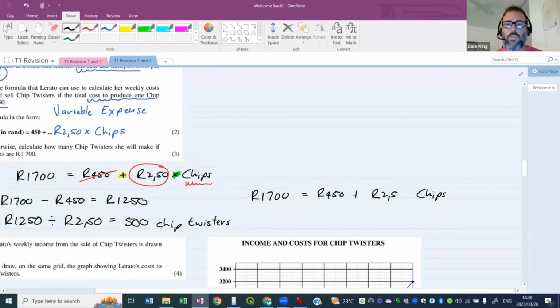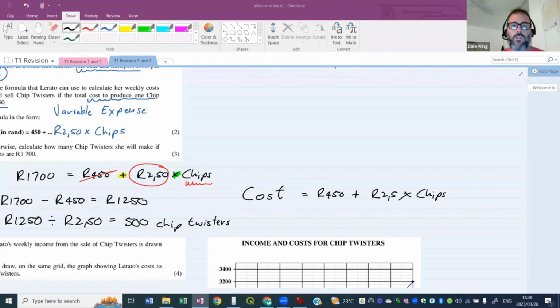All right, so plus there, and then we need to times here. Okay, and on the left, this is weekly cost. I'll just write the word cost. You know what I mean. Okay, so what will the costs be if she sells no chip twisters?